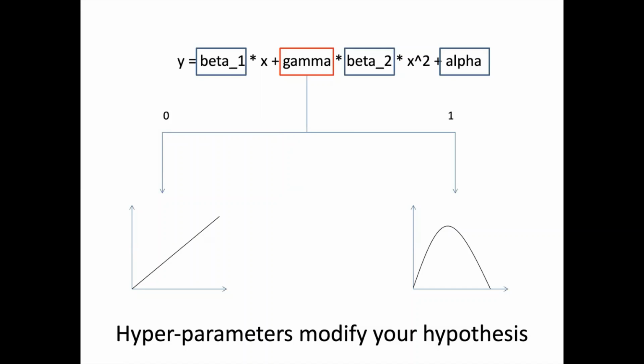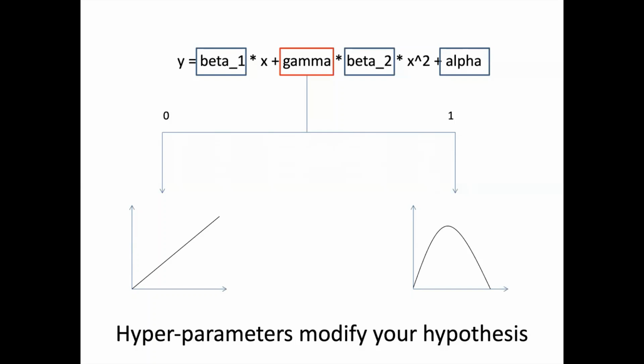Let's take, for instance, this functional form of a possible machine learning algorithm. You have a y, which is your target, and your target is given basically by this very simple functional form. You have a beta 1 multiplied by your input x, and then you have a gamma multiplied by another parameter beta 2, which is multiplied by your input squared. Finally, you have the summation of another parameter alpha.